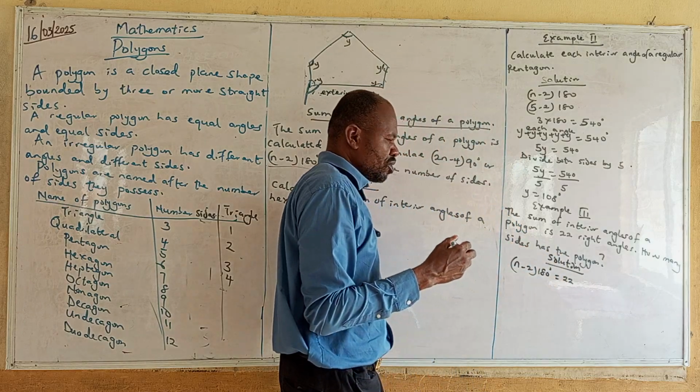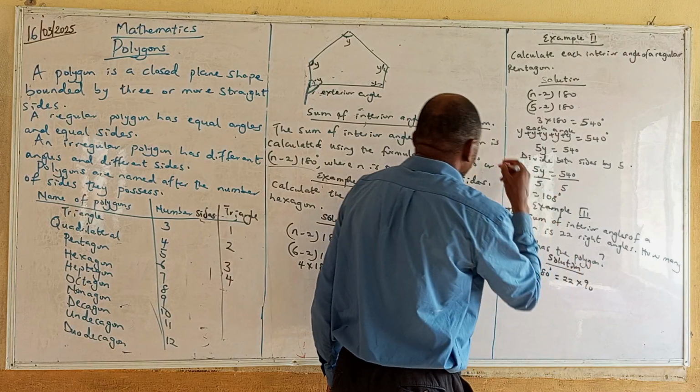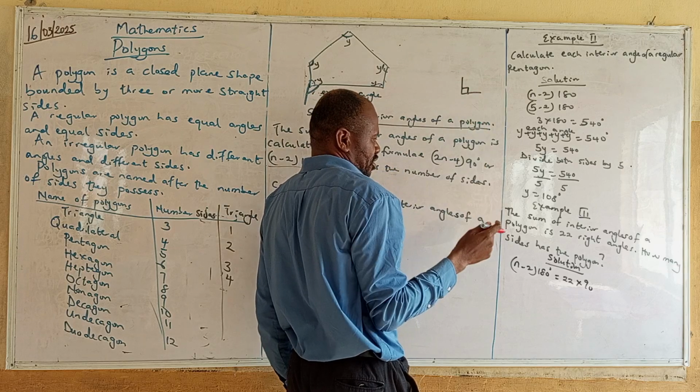What is a right angle? The value of a right angle is 90 degrees, so that's multiplied by 90. This is what we mean by right angle. The value here is 90 degrees.